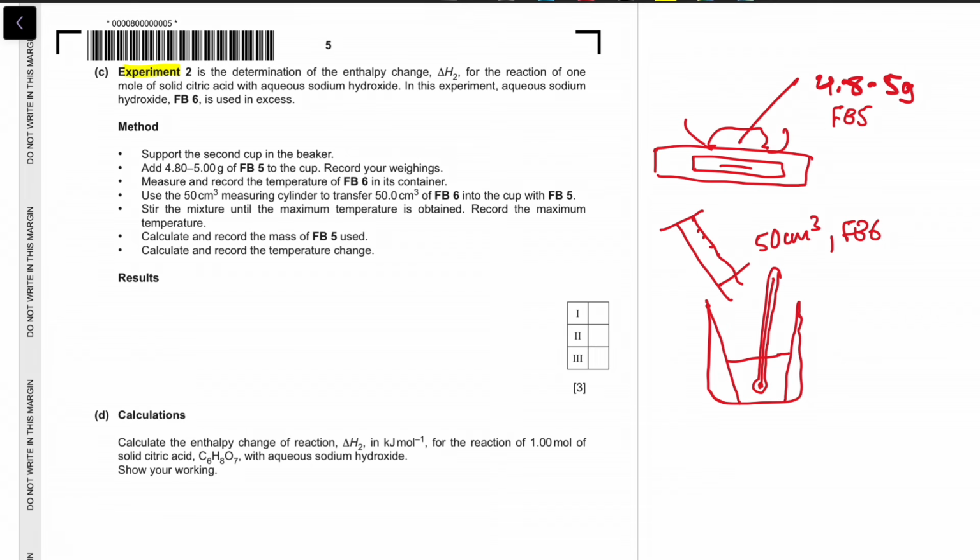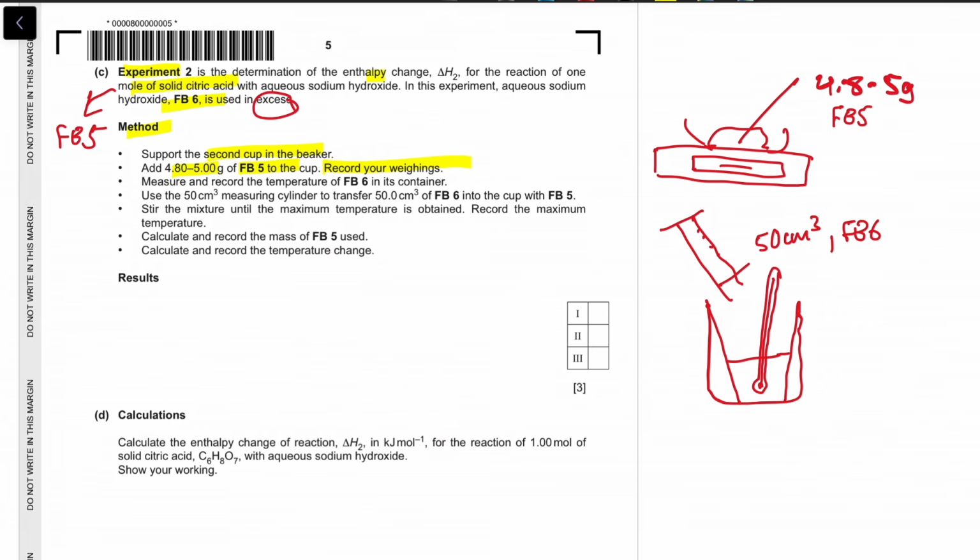Okay, now in experiment 2, we're going to determine the enthalpy change using 1 mole of solid citric acid with aqueous sodium hydroxide. The sodium hydroxide, our FB6, is going to be in excess, and our solid citric acid is our FB5. The method is as follows. We're going to support the second cup in the beaker, and then we're going to add 4.8 to 5 grams of FB5 to the cup and record our weighings.